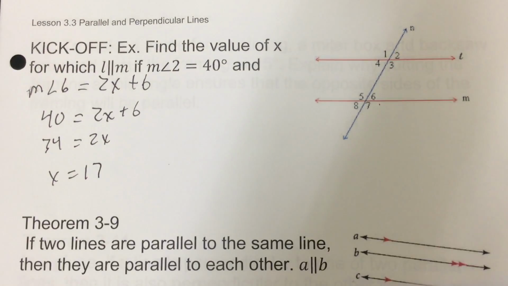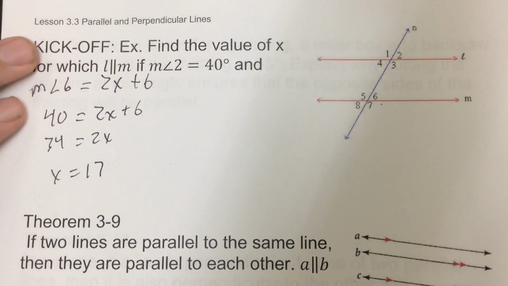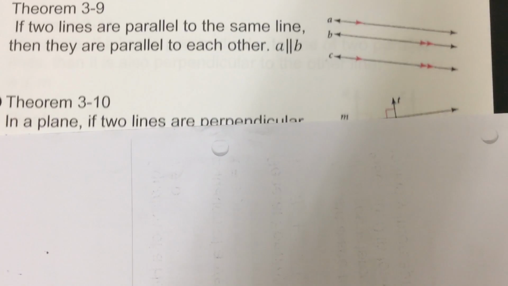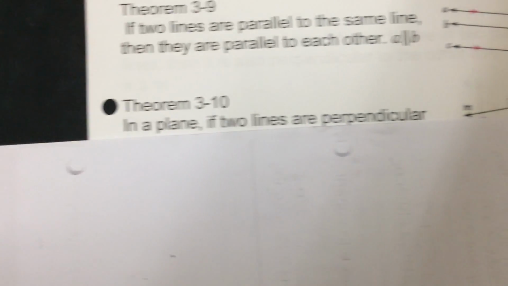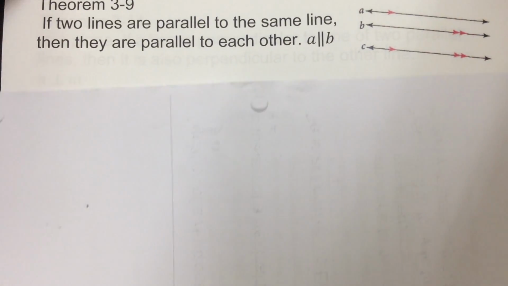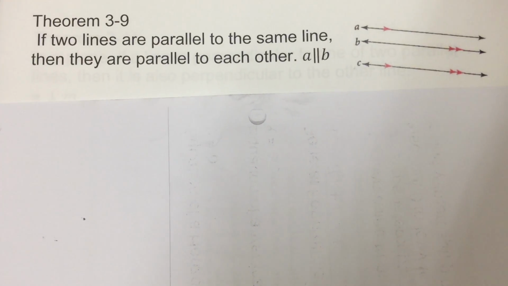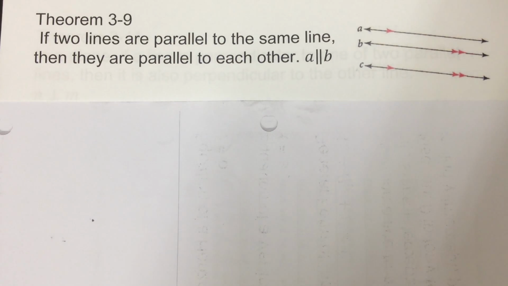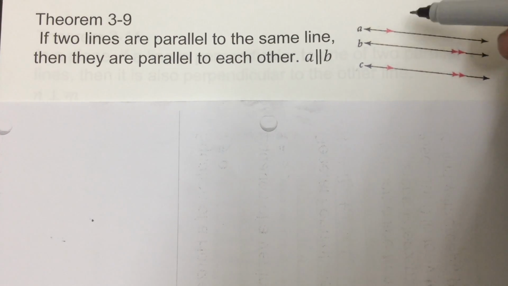Okay. So Theorem 3.9 first, I should say. Theorem 3.9. Two lines that are parallel to the same line are going to be parallel to each other. So if we have A parallel to B and B parallel to C, then we know that A and C are going to be parallel as well. All right.